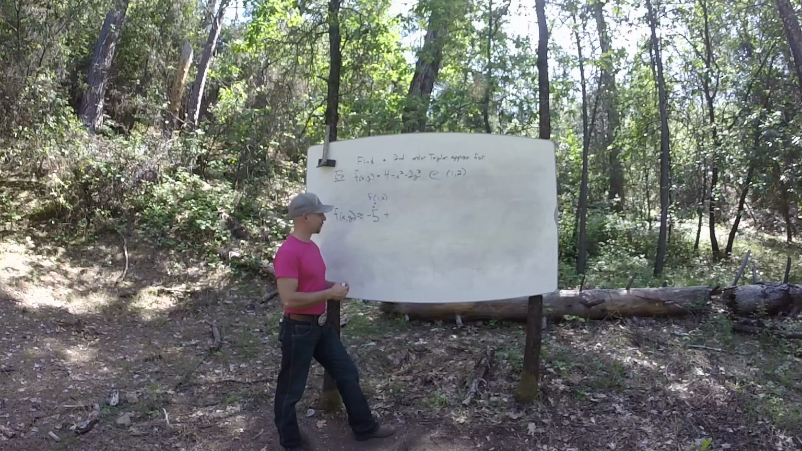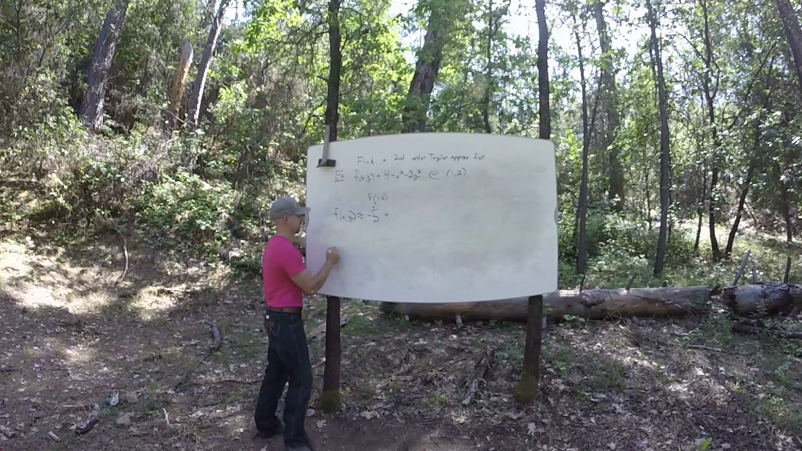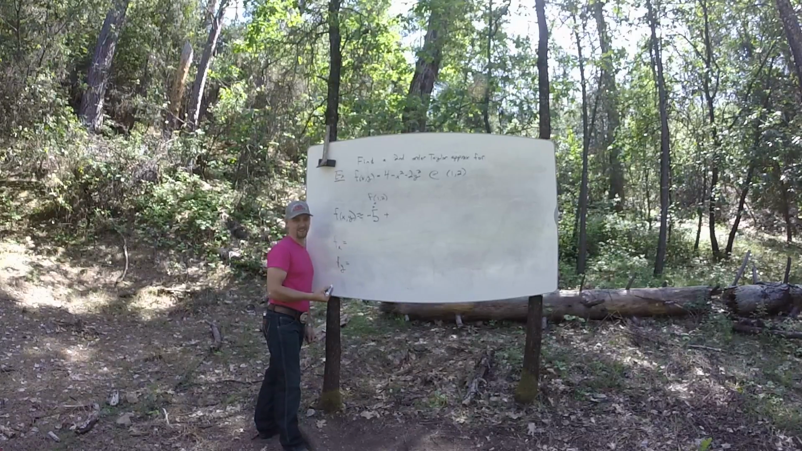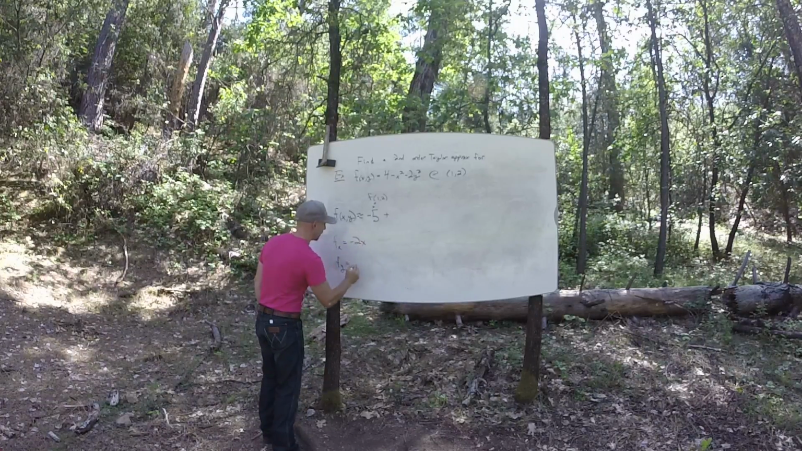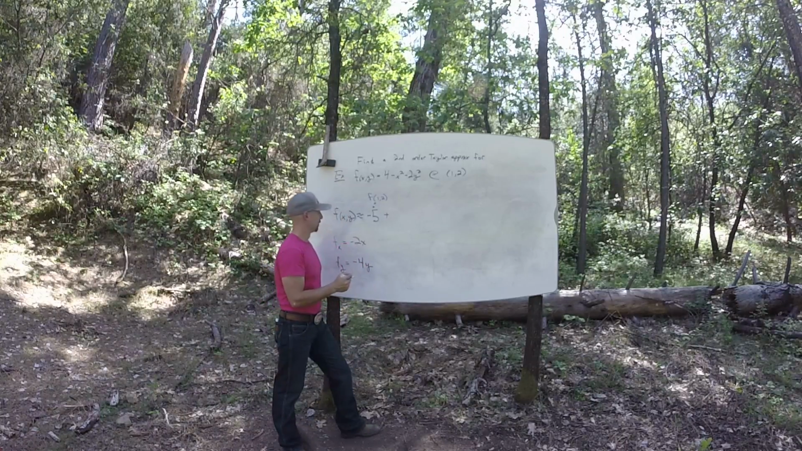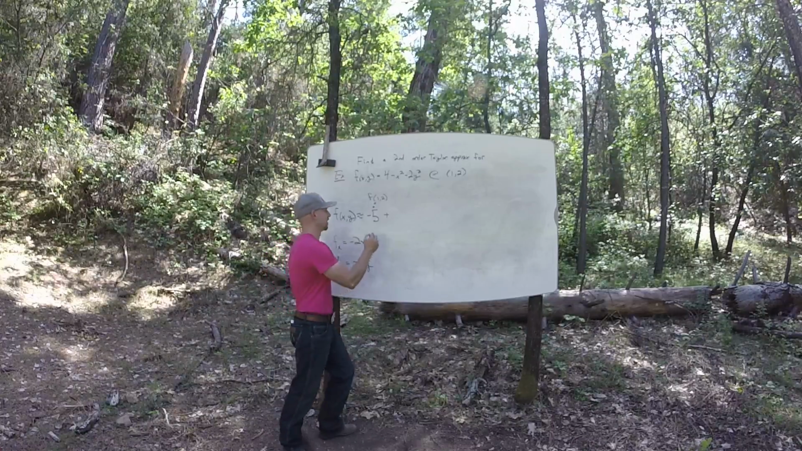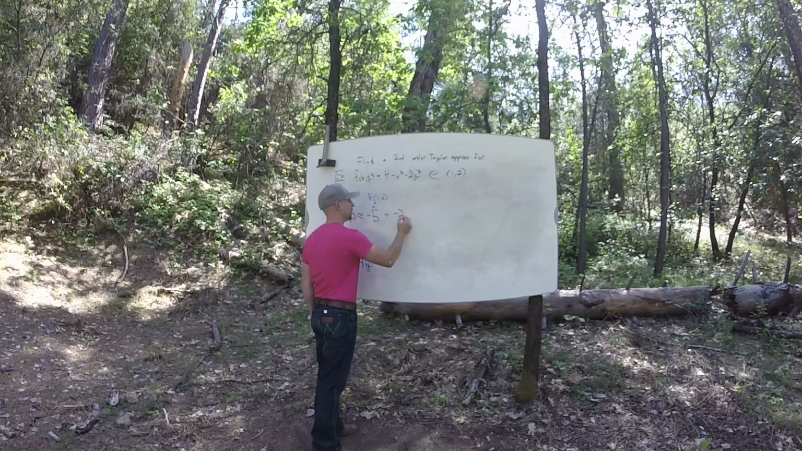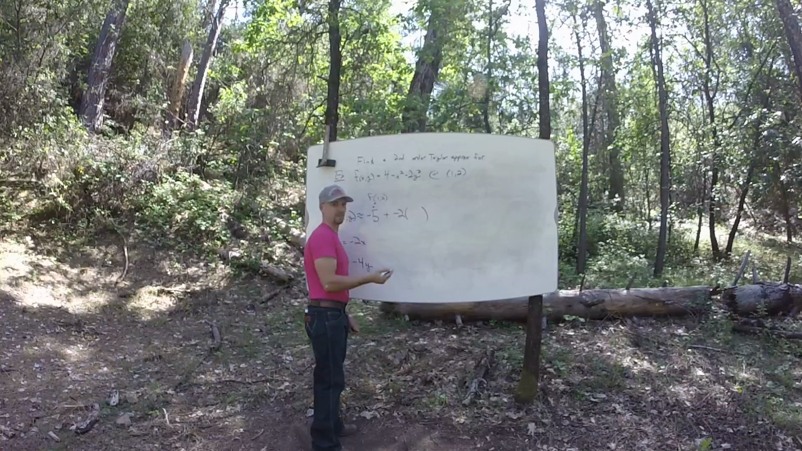Okay, so I got f of 1, 2 plus, what's your next term? Partial x, partial y. Okay, so I need fx and fy, right? Negative 2x and negative 4y. We did those before. And then where do I need to evaluate these? At 1, 2. So what's fx at 1, 2? Negative 2. So I got negative 2 times x minus 1.